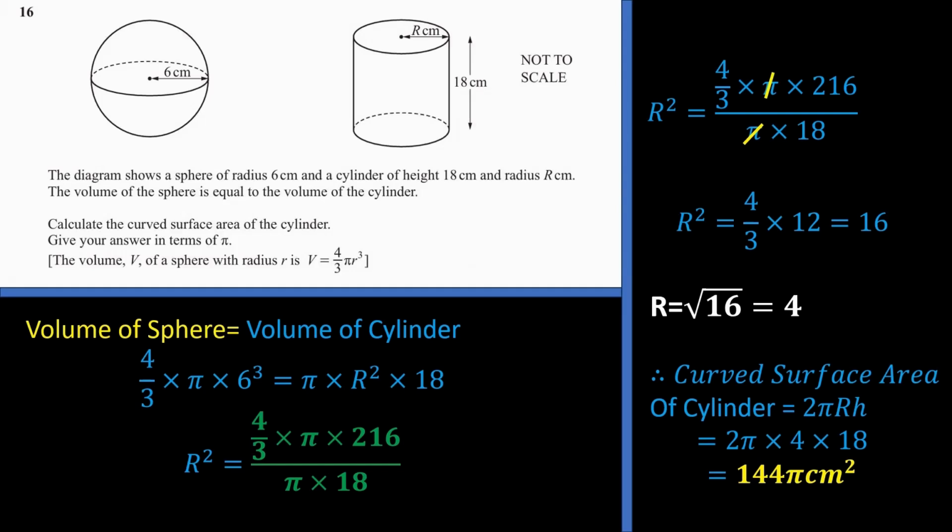It gives us 144 pi cubic centimeters. Remember, we are asked to give our answer in terms of pi. So we leave our answer in terms of pi, and that's the final result.